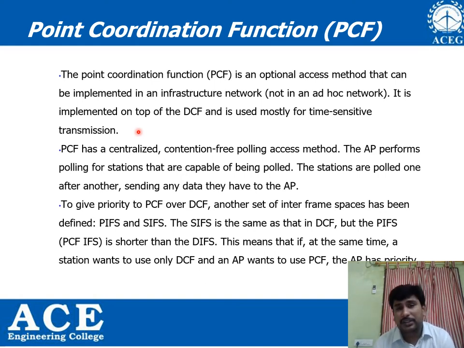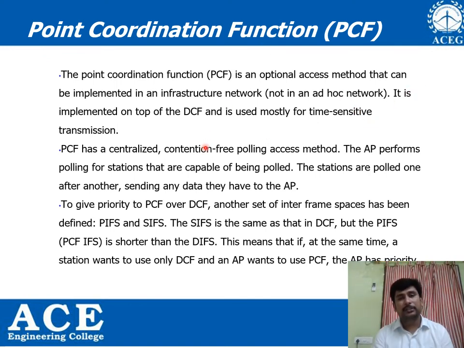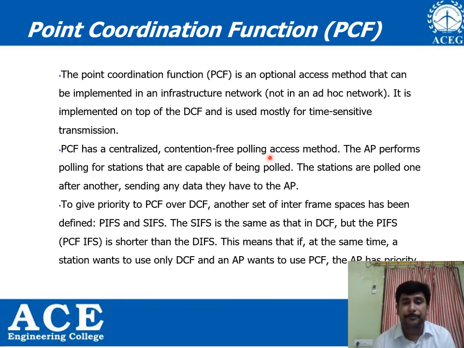Fine. An infrastructure network is one in which there is a central controlling element called an access point, which coordinates the communication between the devices. If you don't have a central controlling element, we call those networks ad hoc networks. And point coordination function is only applicable for infrastructure based networks, so we need to have an access point. Here we are using a centralized contention free polling access method. Remember previously we were talking about controlled access methods, and one type is polling access, where there is a primary and secondary station, and the primary controls the communication.